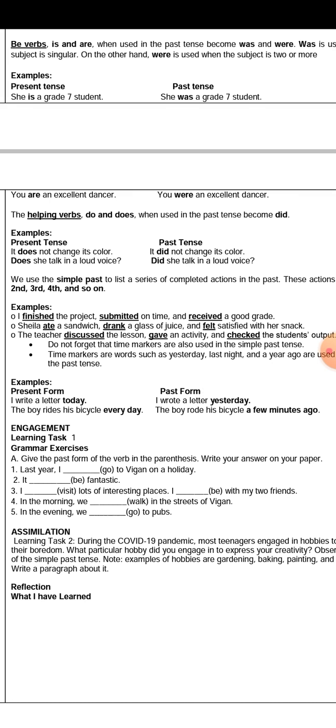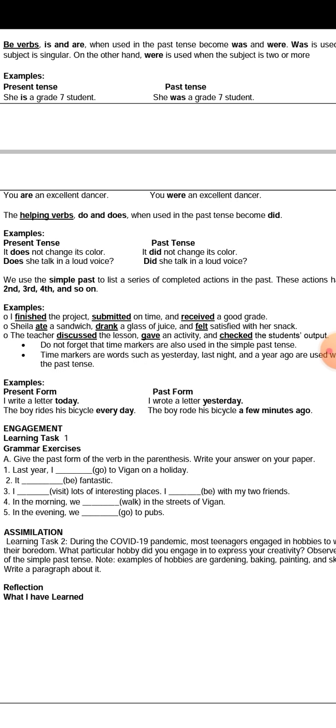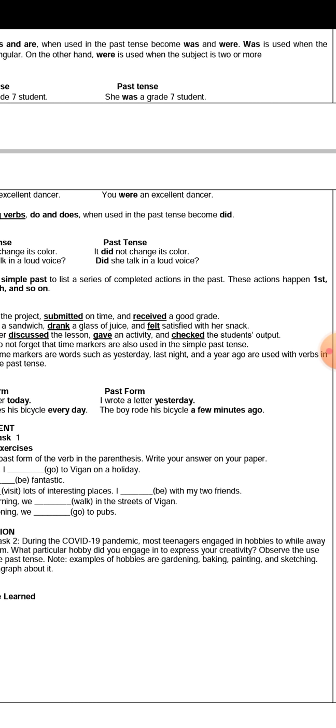Naintindihan? Again, the boy rides his bicycle every day. The boy, sabi niya, yung bata daw ay sumasakay siya ng kanyang bisikleta araw-araw. Ibig sabihin, nasa present tense siya kasi lagi niyang ginagawa. Ang past form niya ay the boy rode. Rode ha kasi tapos na nga. Kapag present, ride. Kapag past, rode his bicycle a few minutes ago.